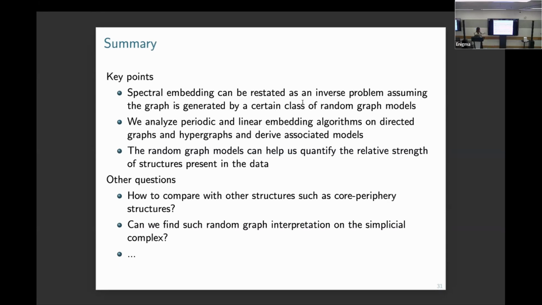And also, so far the data are purely relational, and there's no position, no location of the data. So what if the data lies on a manifold? Can we incorporate that geometric information in either the objective function or the random graph model?